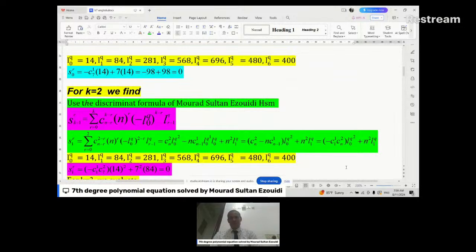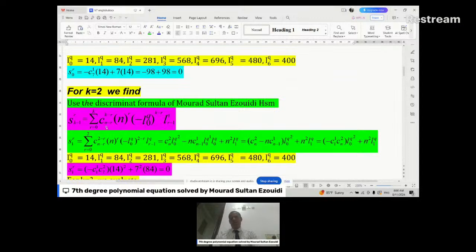Now I'm going to set k equal to 2 in my discriminant formula. This one is called my discriminant formula. You have a chance to practice this formula and work with it so that you can solve an equation, and you can also guide your work.